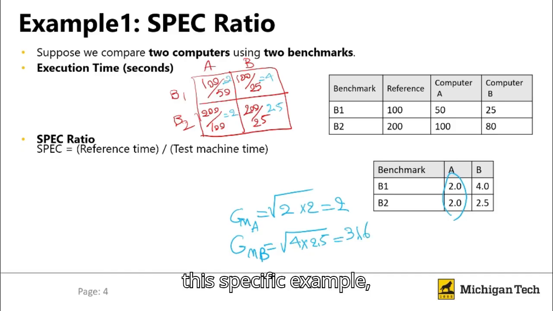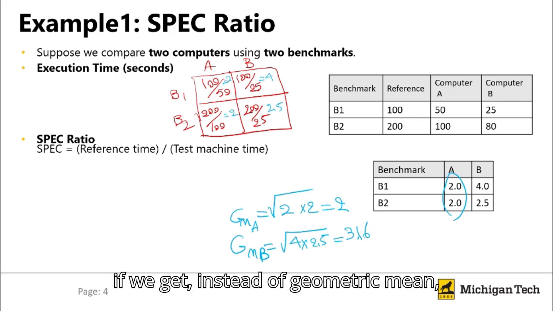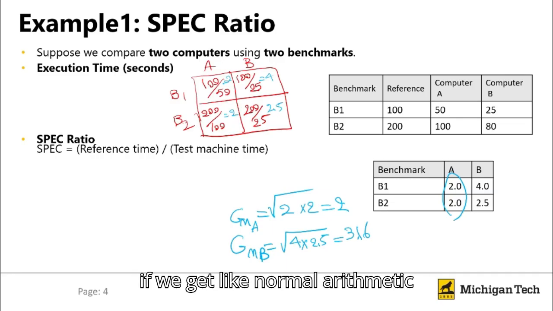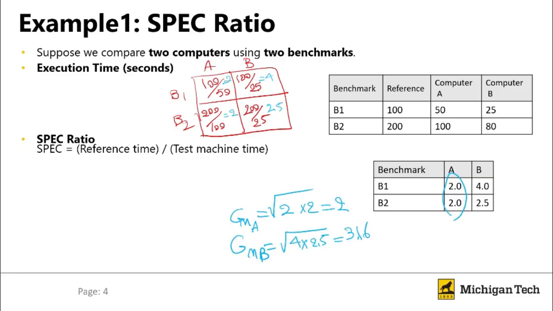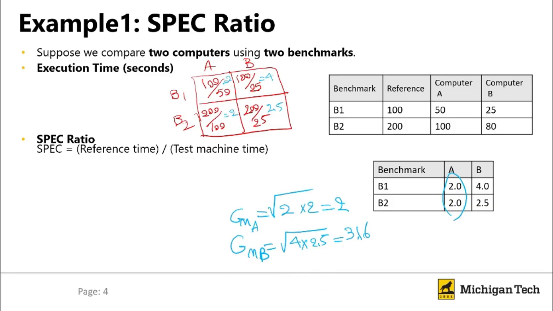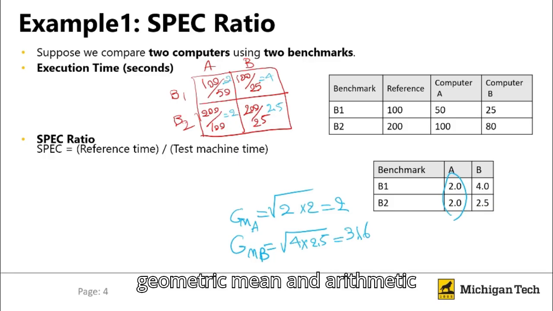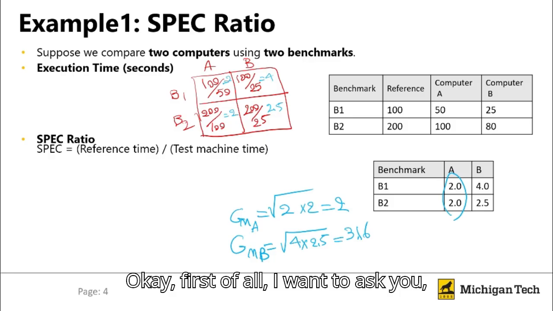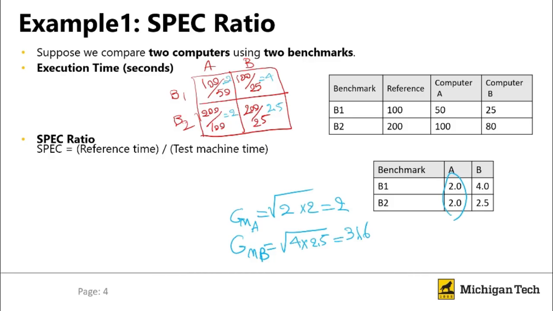Okay. In this specific example, if we used the normal arithmetic mean instead of the geometric mean, this number would still be around 3 point something. But it's not always like that. In this example the geometric mean and arithmetic mean show almost similar results, not the same numbers, but similar. Okay, first of all, I want to ask you, which computer is faster?